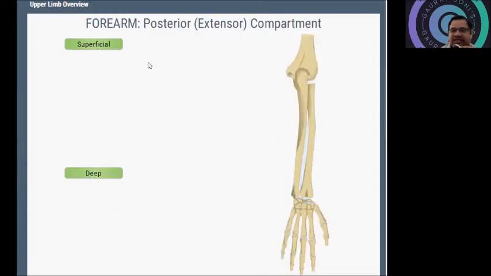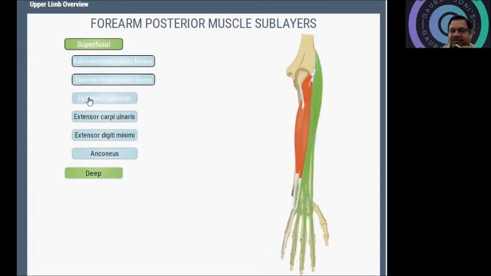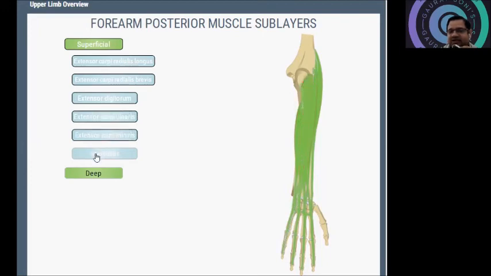Then coming towards the hand, posterior compartment now. Posterior compartment, this is called the extensor compartment also. So there are extensor carpi radialis longus, extensor carpi brevis, extensor digitorum. Again, you can see digitorum, it means it will go to the digits. Then extensor carpi ulnaris, digiti minimi, and cuneus.